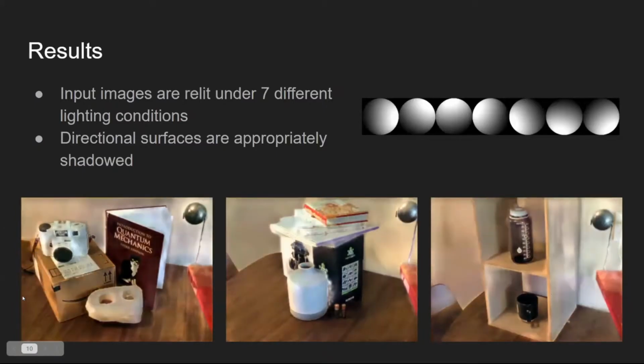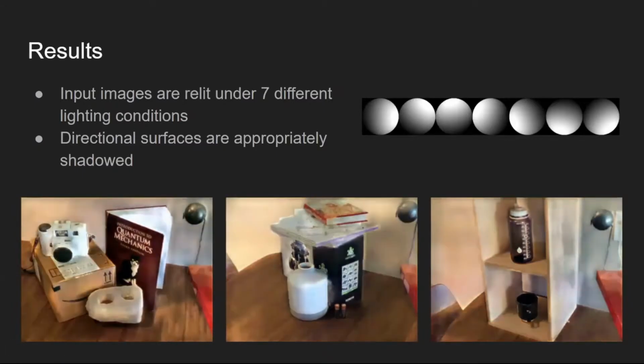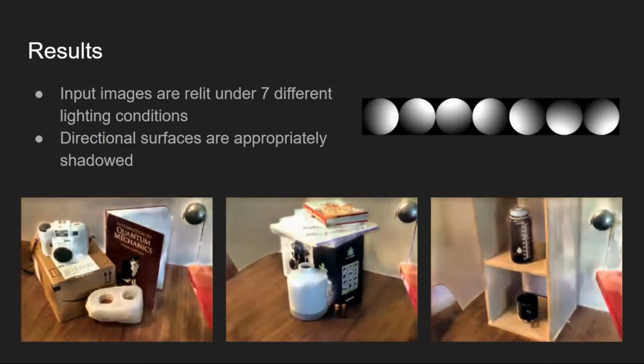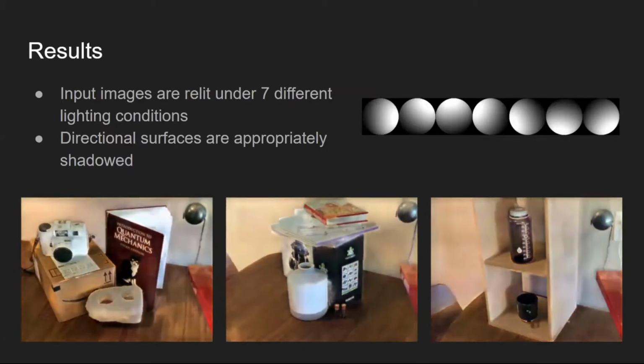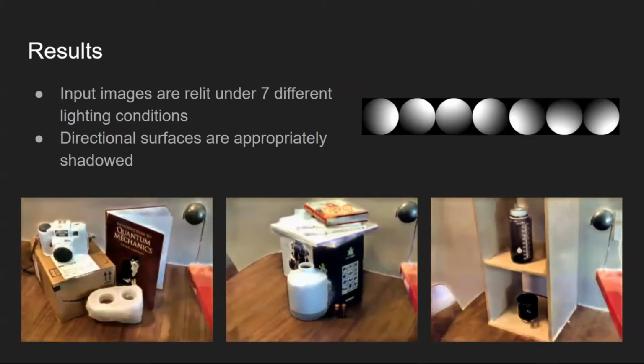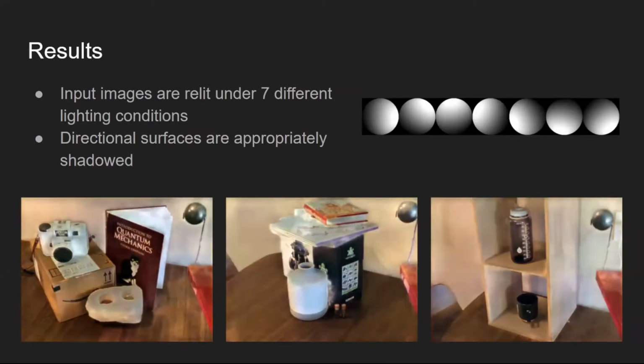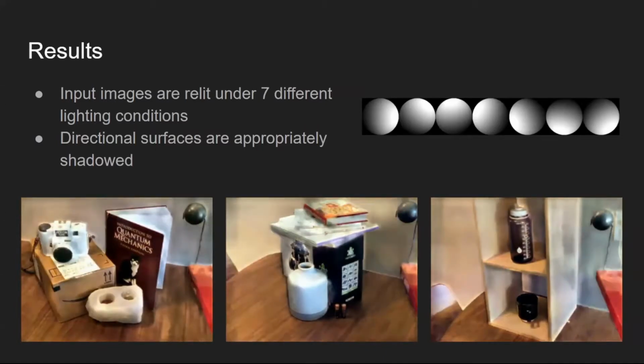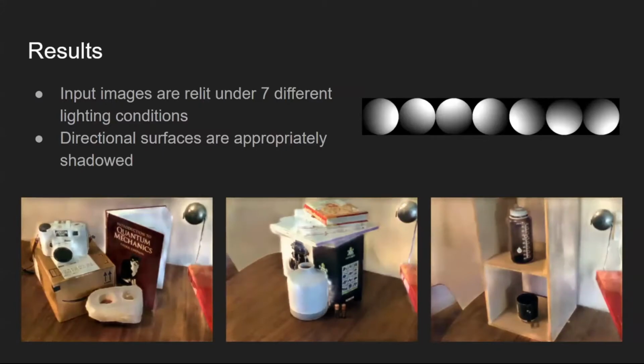So here are some qualitative results. We have 3 images relit with the 7 lighting conditions as shown by the spherical harmonics in the upper right. As you can see, items like the vase in the middle photo and the candle holder on the left pretty clearly demonstrate the change in illumination as the artificial light source is moved around the sphere.